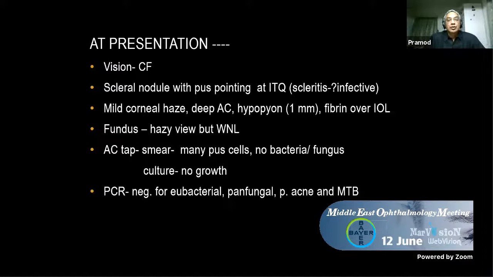She has a scleral nodule and pus pointing at the inferior temporal quadrant. We thought probably we are dealing with infective scleritis, and that was the sclerotomy site location, inferior temporal sclerotomy. She had a mild corneal haze, deep anterior chamber, minimal hypopyon, fibrin over the eye wall. Fundus, we could see, though view was hazy, but it was normal, vitreous cavity was clear. And when we did anterior chamber tap, we got many pus cells, but there were no bacteria, no fungus, no growth on the culture. PCR was negative for eubacterial and fungal genome, no P. acnes, no MTB.